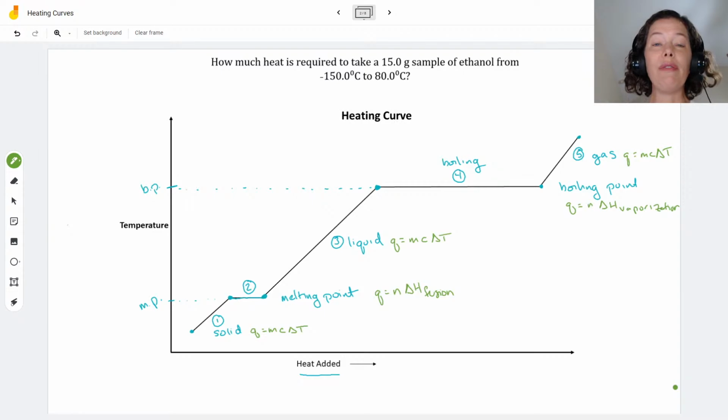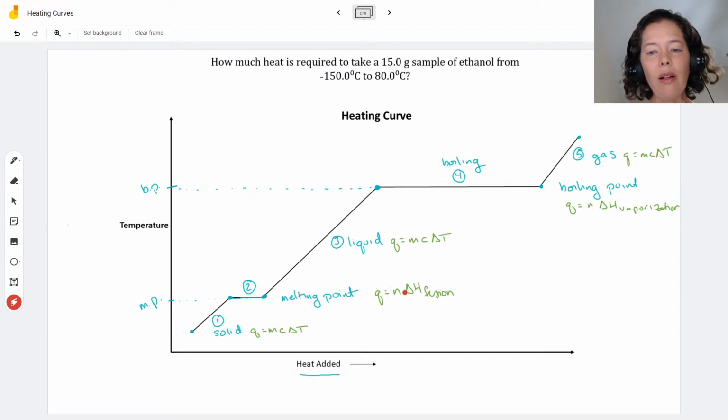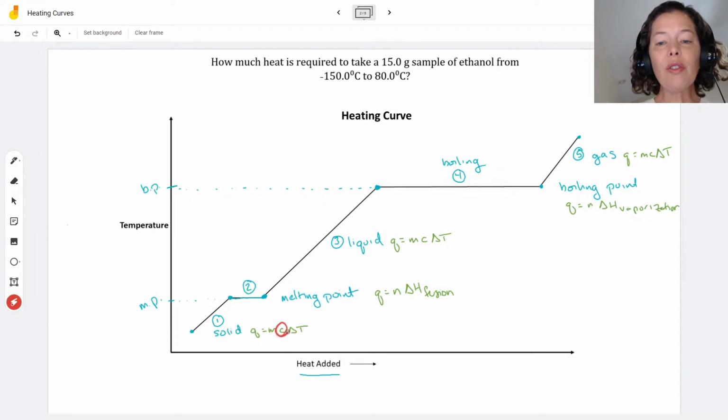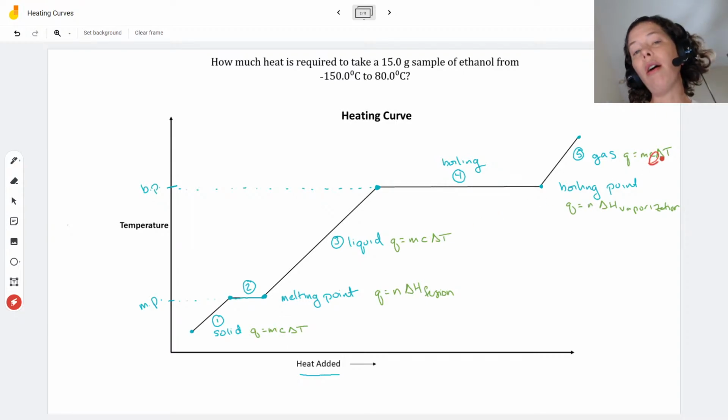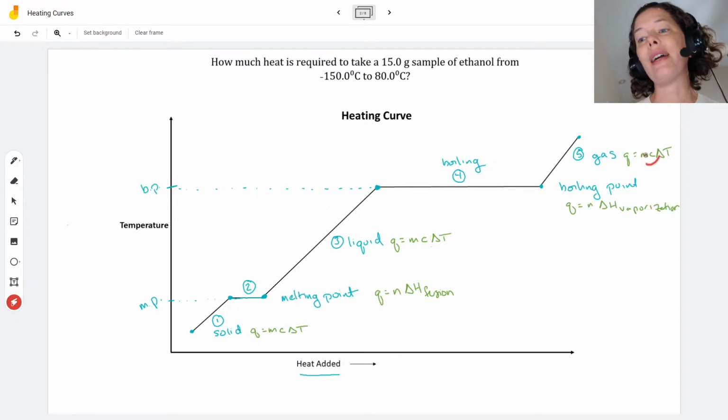So you'll notice that we definitely need the mass. We're going to need the number of moles as well. We're going to need to find our heat of fusion and our heat of vaporization. We are also going to need the specific heats at all three phases. So your specific heat for your solid is not going to be the same for your liquid, and not the same for the gas. So you want to make sure that you have all of the data that you need for all of these calculations. Okay, are there any questions on, again, just the basic features of the heating curve?